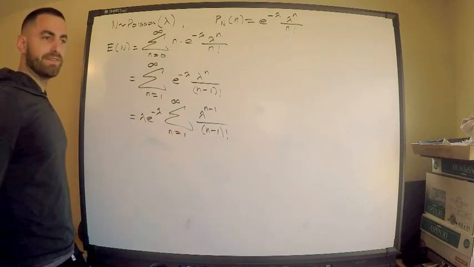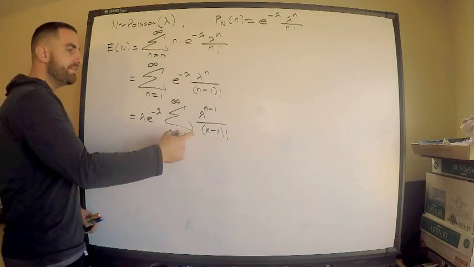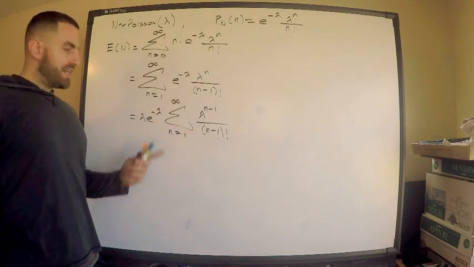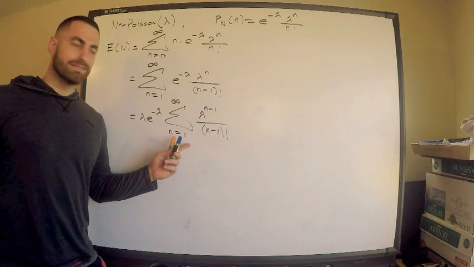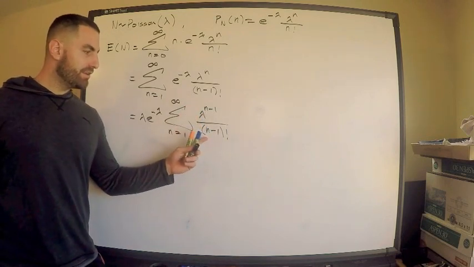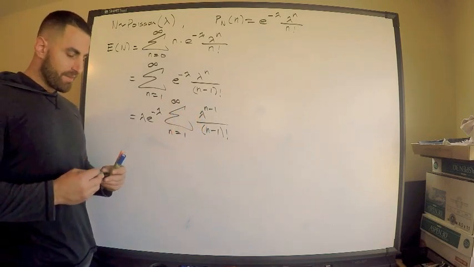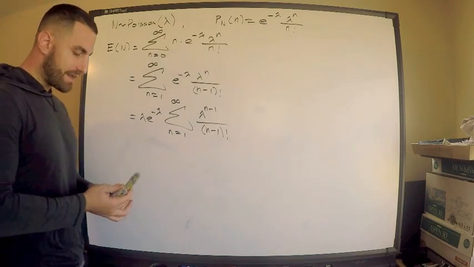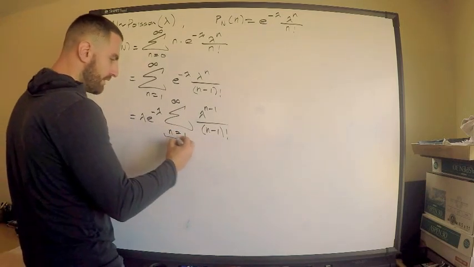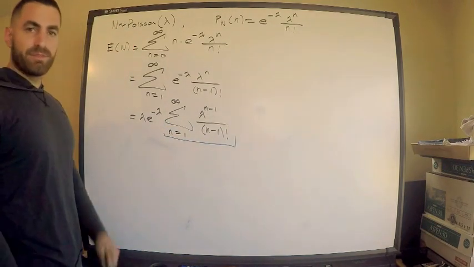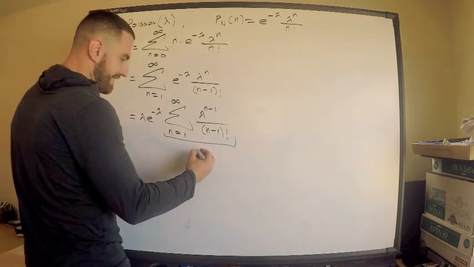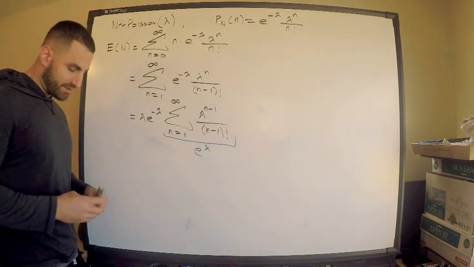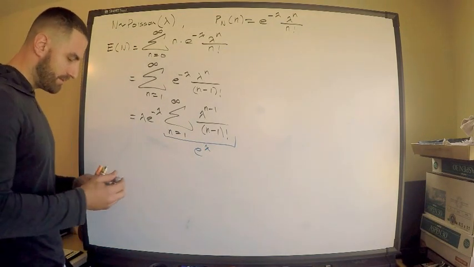You can't do this trick if it's a finite series, but if it's infinite, you can absolutely do this. If you want, change the indices, making the substitution n minus 1 equals k. This is exactly right here. If you're watching this video, you have some experience with this, so you know that this is e to the lambda. This is just the power series representation, or Taylor series, for e to the lambda.